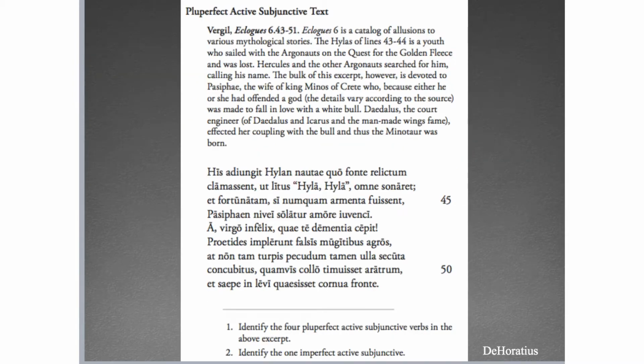Here's a text with the pluperfect subjunctive. We have 4 pluperfect active subjunctive verbs in the excerpt. So what are they? There's one, timuisset. There's another, quaesisset. Clamascent is one. Sometimes the AV, or the VI, I should say, is contracted. So that's really clamaviscent. And then fuiscent. And then number 2, there's also an imperfect subjunctive, if you can find that one. So naret. There's our imperfect.